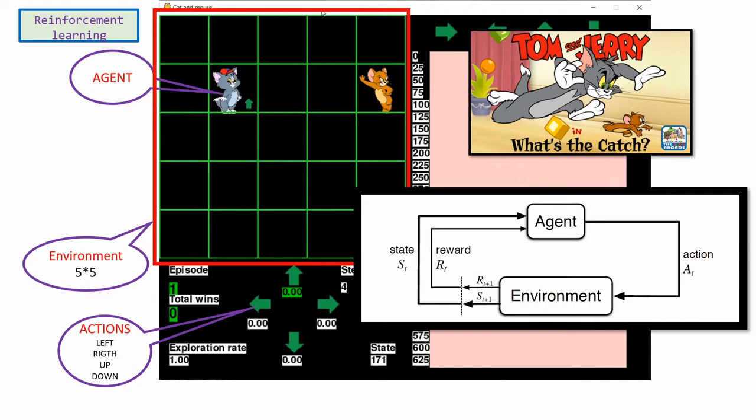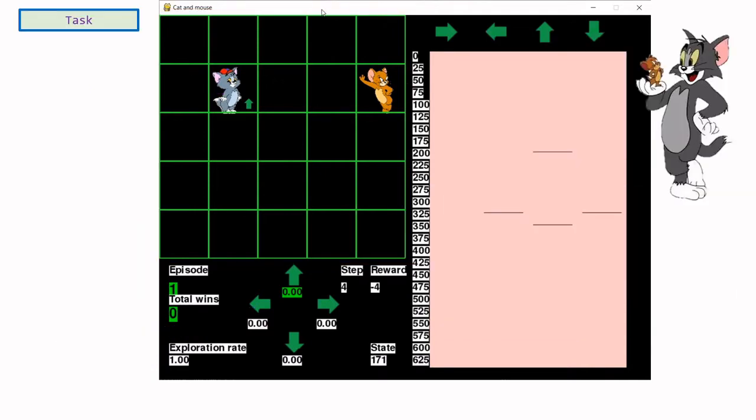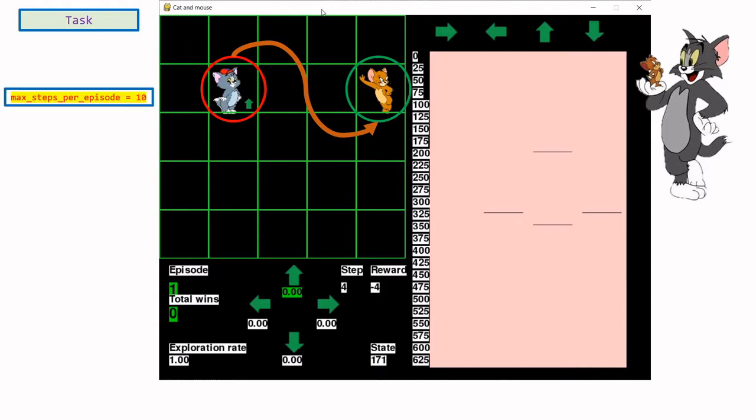Okay, now that we know the basics, let's define our task. The task for our agent Tom is to find the location of Jerry. So, how do we accomplish this? In simple terms, we let Tom take the actions and move around in the grid until it finds Jerry. But at the same time, we limit the number of moves that Tom can take to 10. Thus, the episode ends when either Tom finds Jerry or when Tom exhausts its limit of 10 moves.